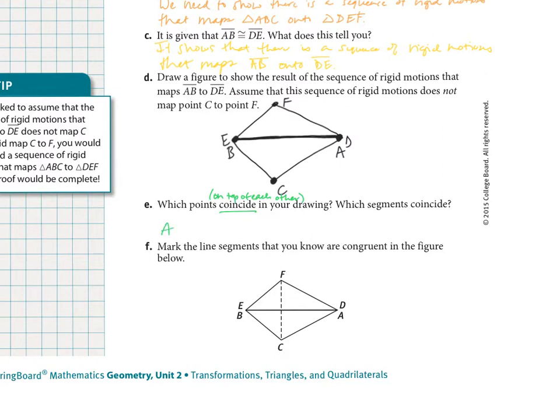Well, obviously we know A and D, so points A and D. We also know points B and E are on top of each other. But also think about this. It asks which segments coincide. Well, we know that was exactly what we were asked for: AB and DE.